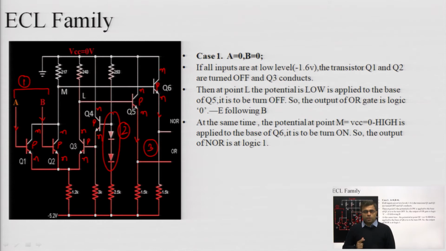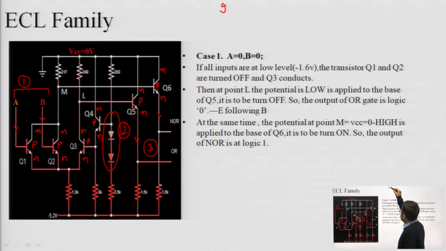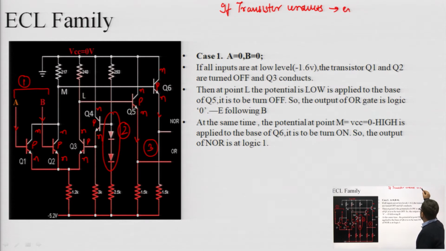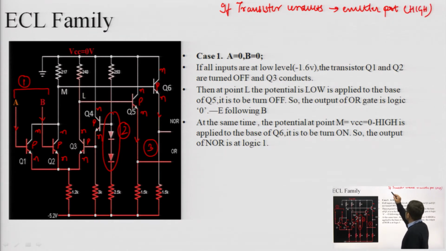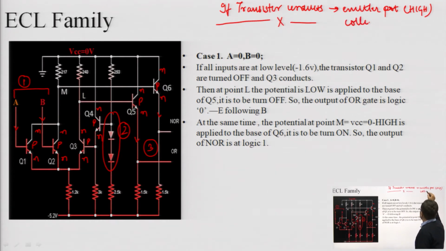We have to remember one thing. If the transistor is conducting, emitter potential will be high. If the transistor is not conducting, collector potential will be high. I am again summarizing: if the transistor conducts, emitter potential is high, and if the transistor does not conduct, then collector potential will be high.